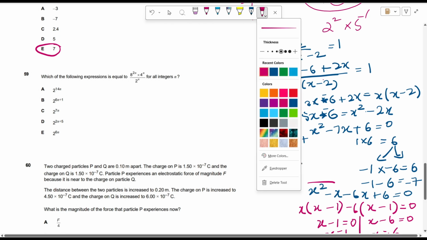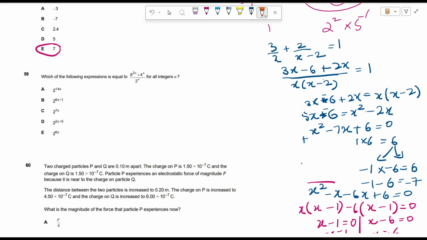So let's just change the color a bit. Okay. 8 can be written as 2 power 3, like 2 into 2 into 2. 2 2s are 4, 4 2s are 8, right? So 8 can be written as 2 power 3. So instead of this 8, I'm writing 2 power 3, and already on the top of 8 we had a 2n, so multiplied by 2n.